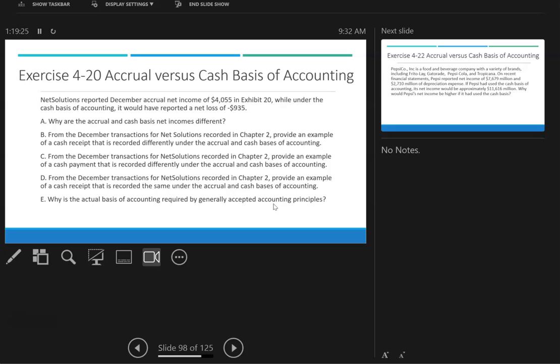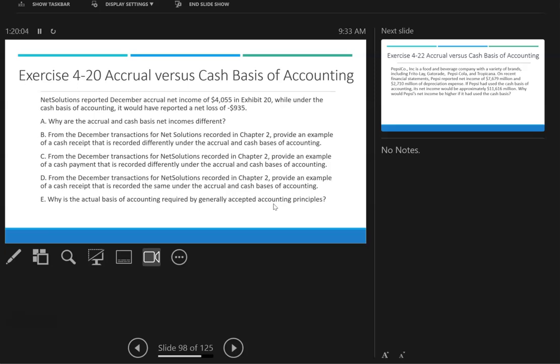And so basically, why are the accrual and cash basis net incomes different? Under accrual, we report income when we earn it, or we've delivered the products. Under the cash basis, we only record income when we receive it, okay? With the company, they report it as an expense when they pay the bill. We only report things as an expense when they've been incurred.